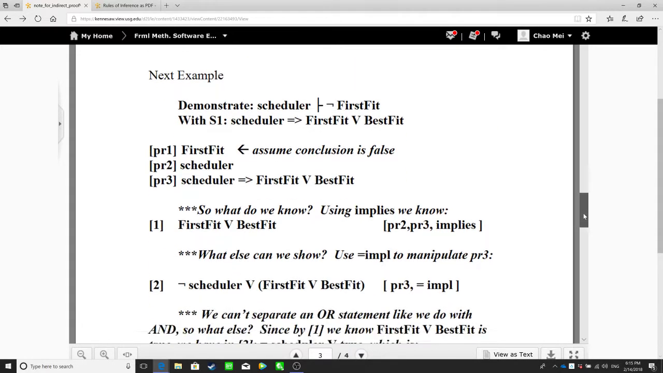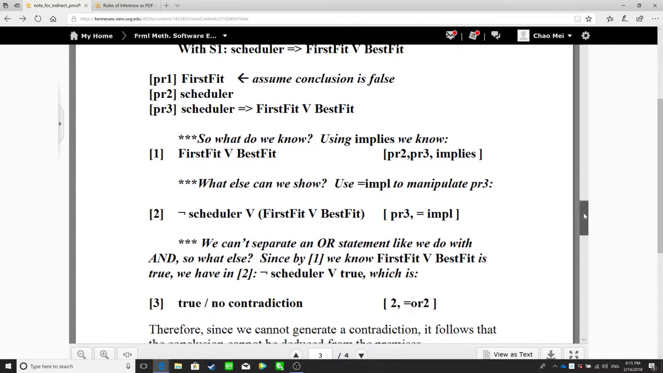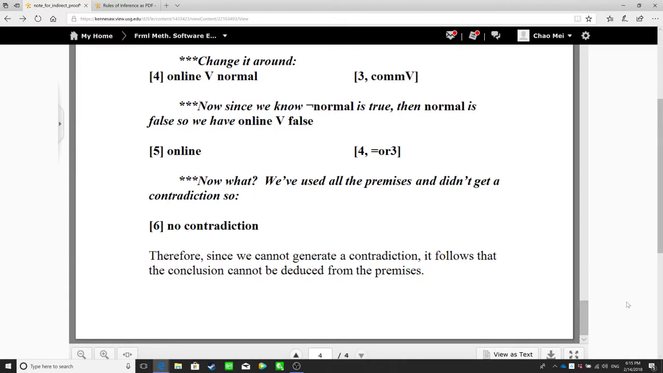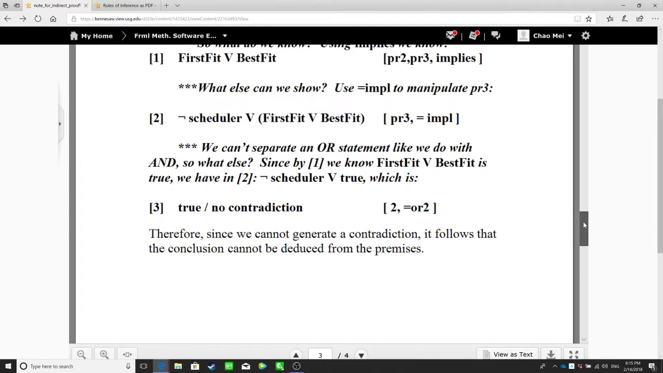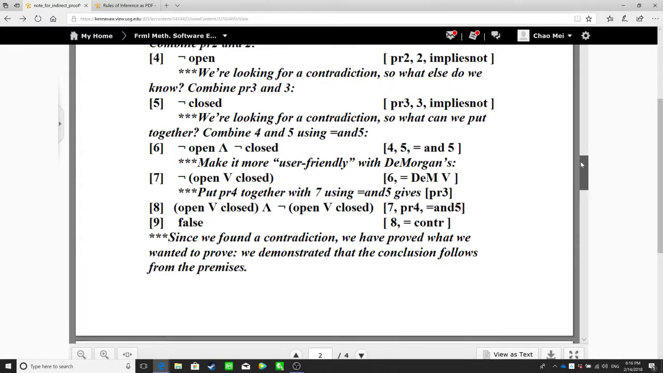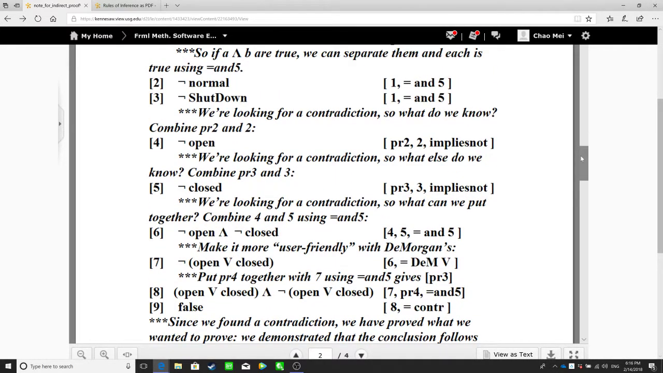Also, these two examples are ones where you get a true by assuming that the conclusion is false. That means you cannot prove it. No contradiction there. This is also true, no contradiction. So after playing a while, you may find there's no contradiction, so we cannot prove it unless we have more conditions or more premises. All right. So this actually requires a lot of practice for sure.